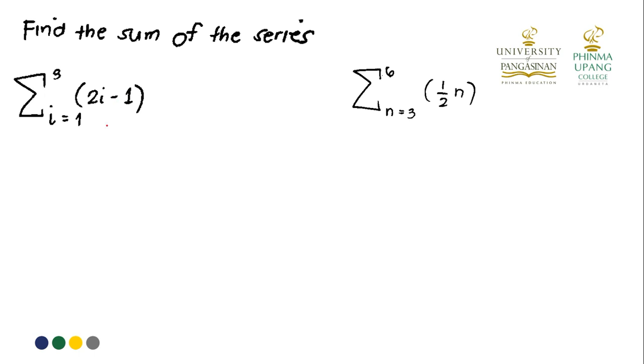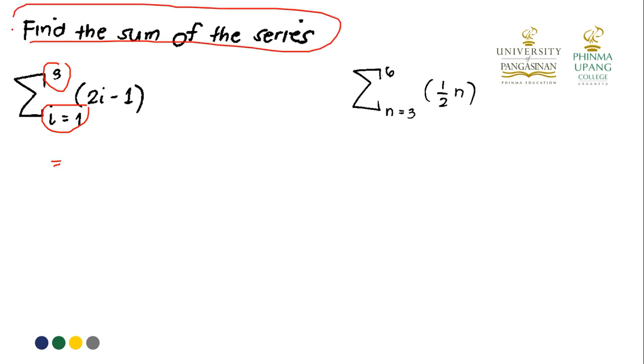Madali lang ito. Kung ano yung binigay na lower limit, that is the starting point. At kung ano yung binigay na upper limit, that is the ending point. Okay? So, ibig sabihin po, ito po ay finite when it comes to series. So, we have 2i minus 1. Mano-mano natin. Since we're looking for the sum, you're going to write all the sum of each term. The first term is 1. So, 2 times 1 minus 1. That is 2 minus 1 is equal to 1.